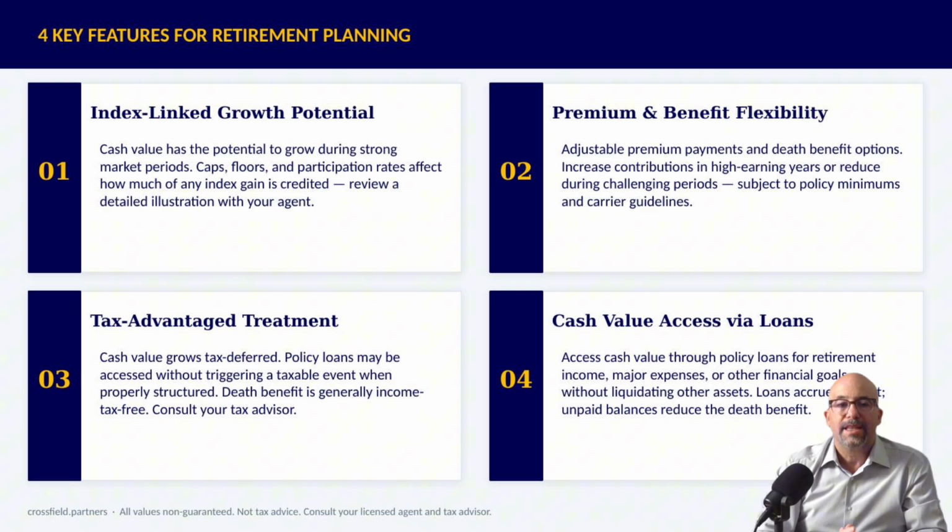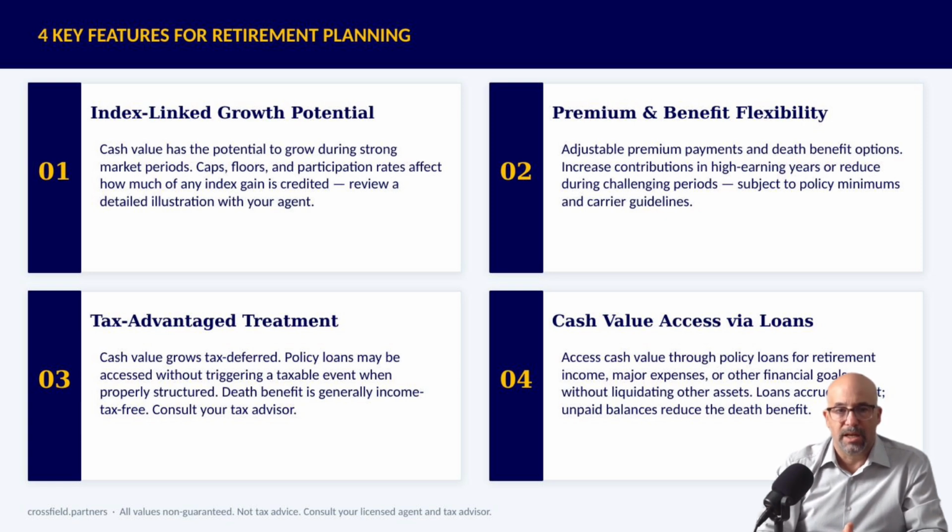Feature 1. Index-linked growth potential. Cash value interest is tied to market index performance, so there's potential for stronger growth in good market years compared to a fixed-rate policy. IUL policies include caps, floors, and participation rates that affect how much of any index gain is actually credited. Review a detailed illustration with a licensed agent before making any decisions.